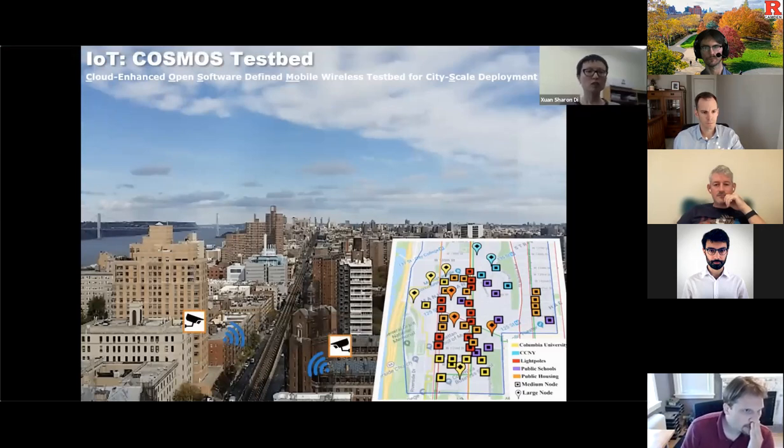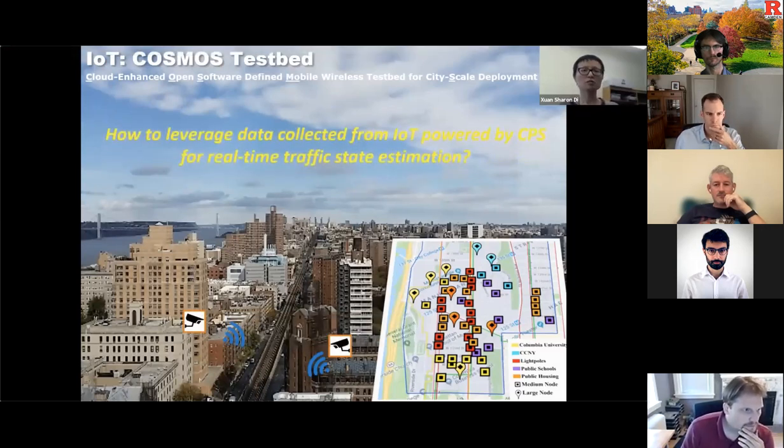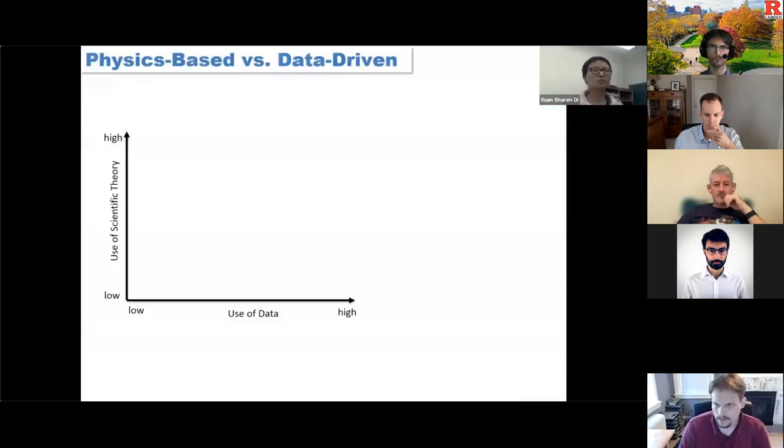The research question here is, with all this data collected from IoT, whether we can leverage them to better understand how we can infer traffic states in real time. Let me first show you a graph comparing the physics-based versus data-driven methods. So the x-axis represents the amount of data used for each model, and the y-axis represents the amount of domain knowledge it requires to train a model.